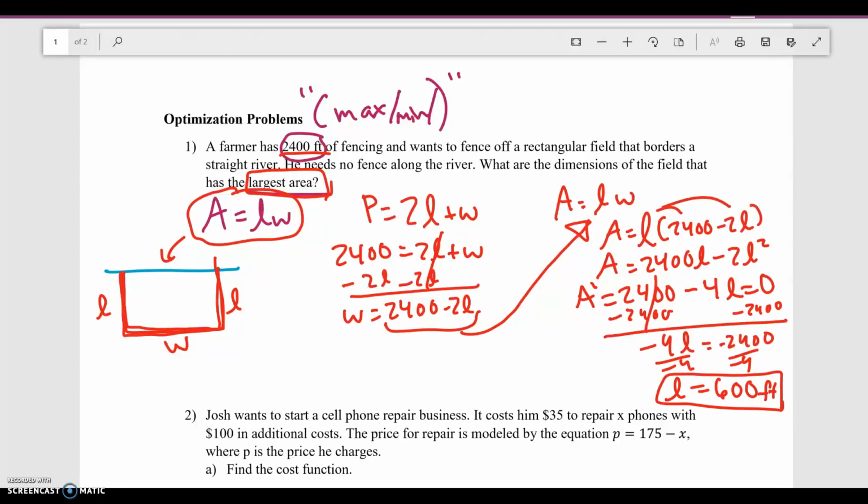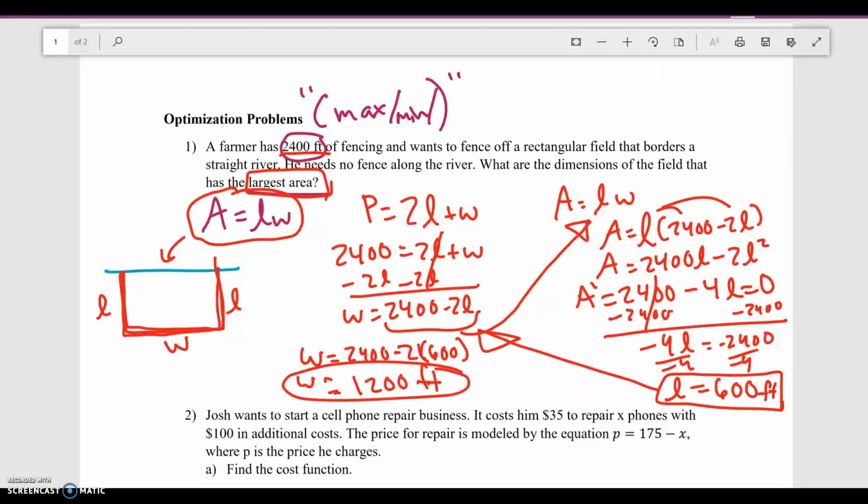Now I need to figure out my W. Well, I can just plug it back into my equation. So I know that W is equal to 2,400 minus 2 times 600. Now all I got to do is put this in my calculator, or you can do this by hand, whatever you want to do. I believe it's 1,200 feet. So in order for me to find my largest area, I require that my length be 600 and my width be 1,200.